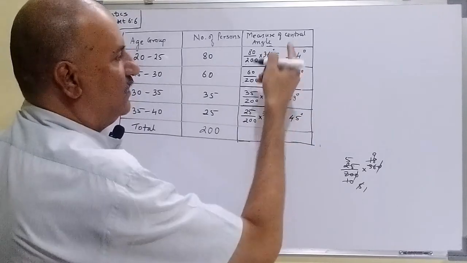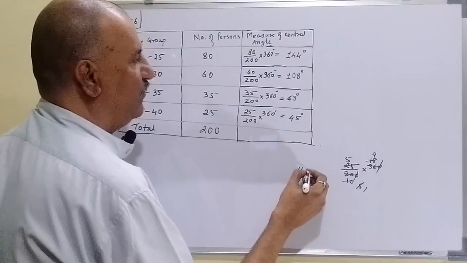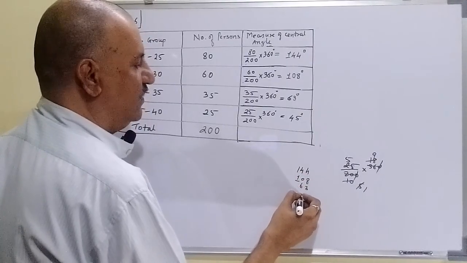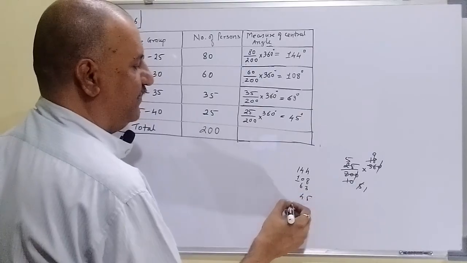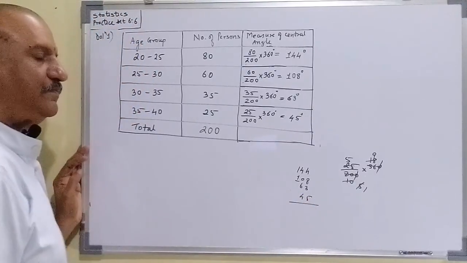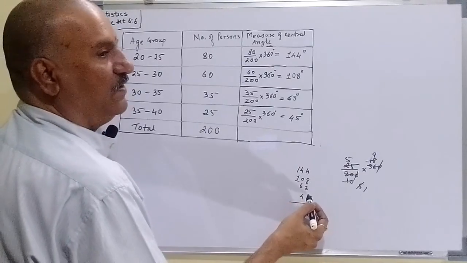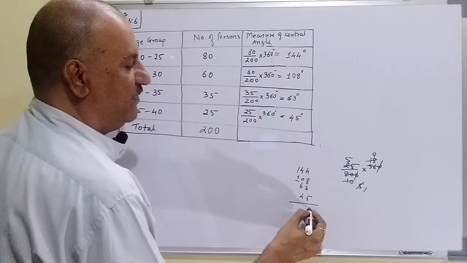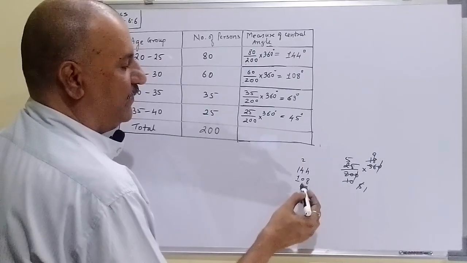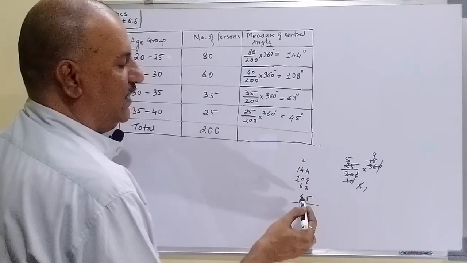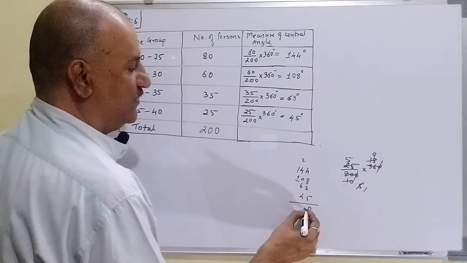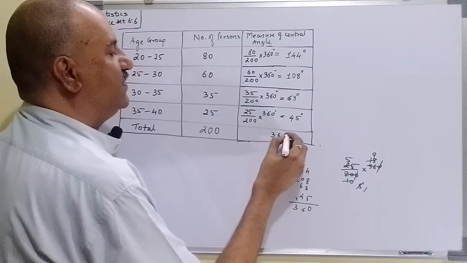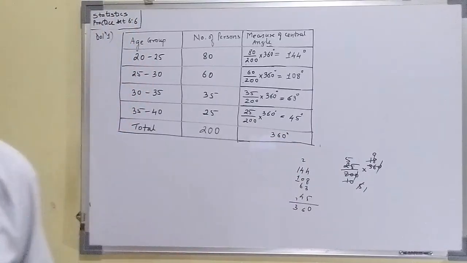So this total, how much is it? 144 plus 108 plus 63 plus 45. 8 plus 4 is 12, 12 plus 3 is 15, 15 plus 5 is 20. So the total is 360 degrees.